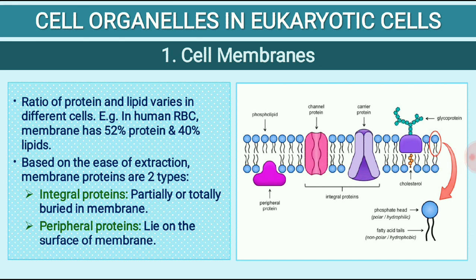The ratio of protein and lipid varies considerably in different cell types. In human beings, the membrane of the erythrocyte has approximately 52% protein and 40% lipids. Depending on the ease of extraction, membrane proteins can be classified as integral or peripheral. Peripheral proteins lie on the surface of membrane while the integral proteins are partially or totally buried in the membrane.